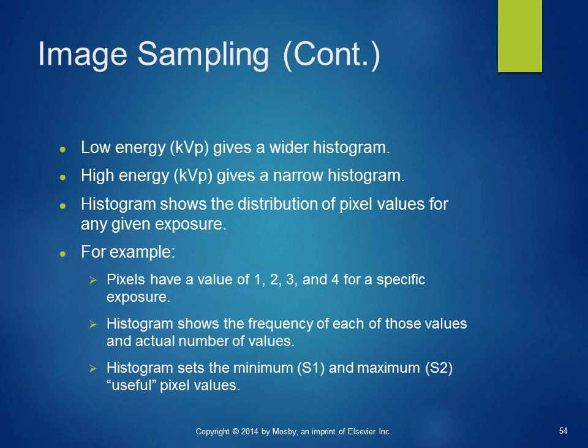Image sampling. Lower energy, kVp, gives a wider histogram. Higher energy, or kVp, gives a narrow histogram. The histogram shows the distribution of pixel values for each given exposure. For example, pixels have a value of 1, 2, 3, and 4 for a specific exposure. The histogram shows the frequency of each of these values and the actual number of values. The histogram sets the minimum S1 and maximum S2, and that becomes the useful pixel values.